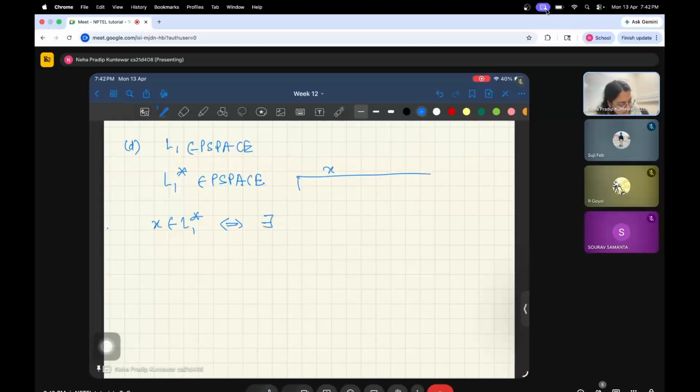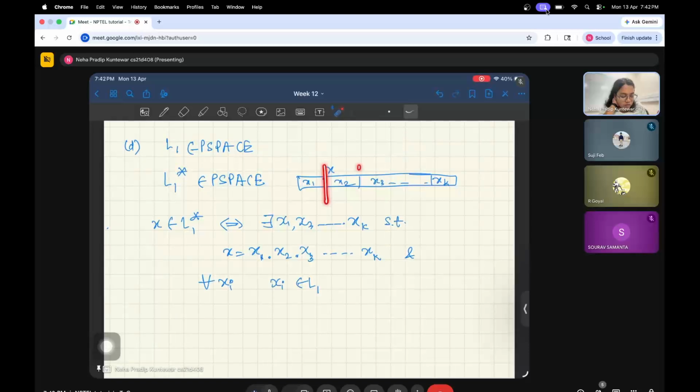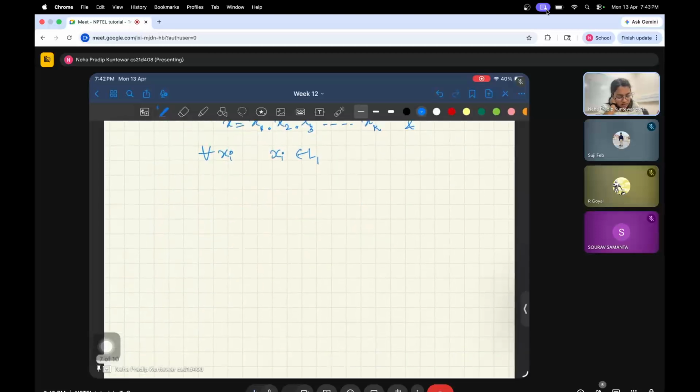So X can be written as X1, X2, X3 up to some Xk. There exist X1, X2 up to Xk such that X is a concatenation of all of these, and for all i, xi is in L1. What that means is there is some way to break X such that each of these chunks is individually in the language L1. So take a lot of strings from L1, concatenate them, and all of those strings together will belong to L1 star.